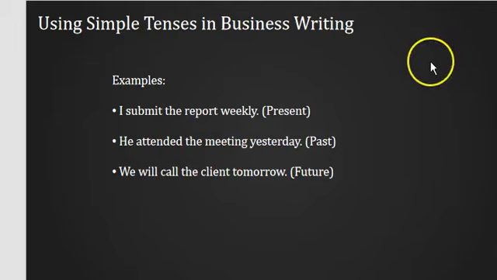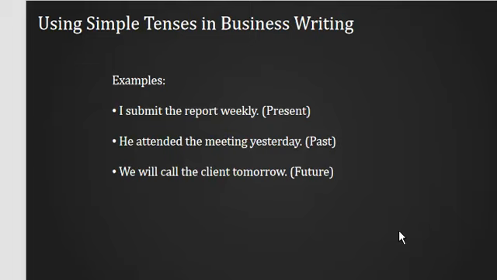Alright. The simple past tense, for example, the sample sentence here is he attended the meeting yesterday. Alright. So we use simple past tense to report completed action. Another sample sentence is we signed the contract last Friday. Okay. Simple past tense verb, kata kerja dalam tense simple past ni, is often used in meeting minutes or follow-up emails.